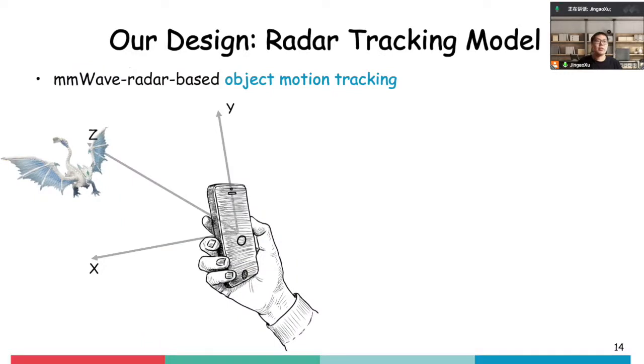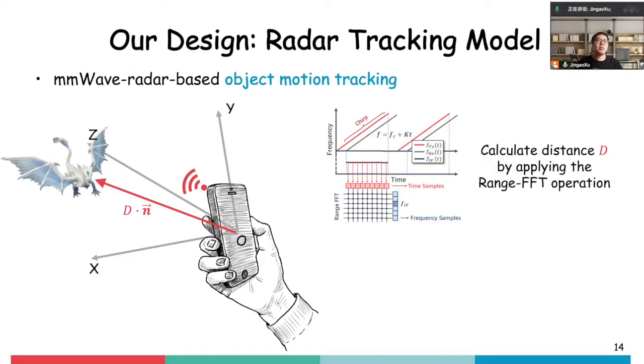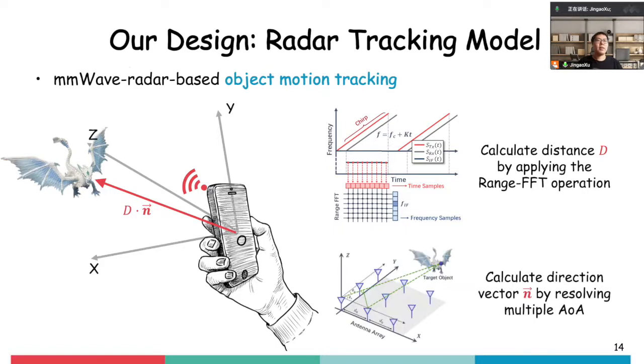We first introduce how millimeter wave radar estimates objects' motion and how to profile its error distribution. FollowUpAR calculates the distance as well as the direction vector n from radar to objects using the millimeter wave FMCW signals. Specifically, the distance can be calculated by applying the range fast Fourier transform operation on the intermediate frequency signal. And the direction vector n can be obtained by resolving the multiple angle of arrivals.